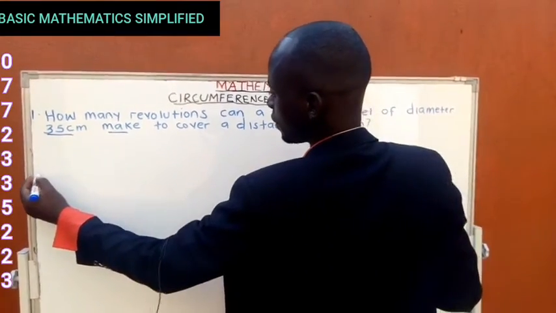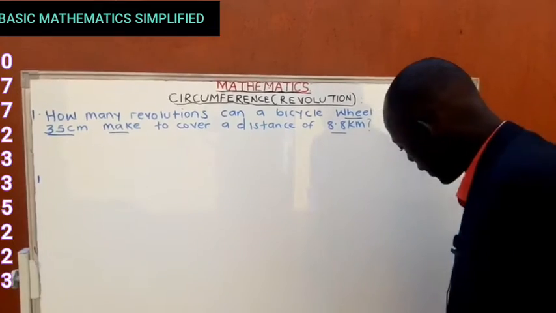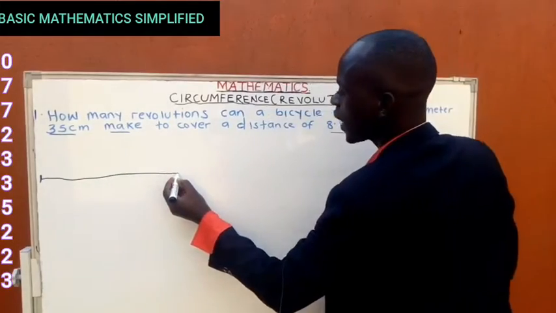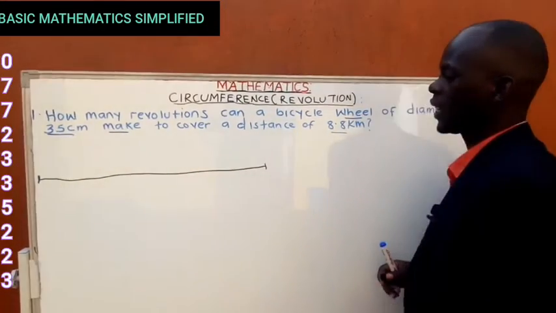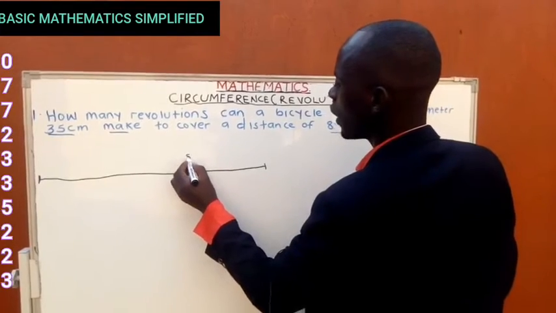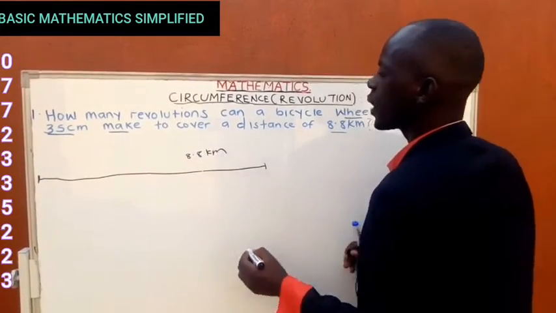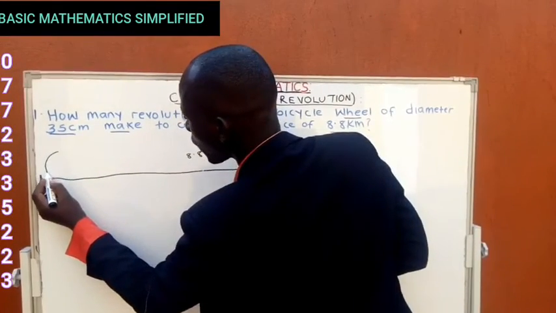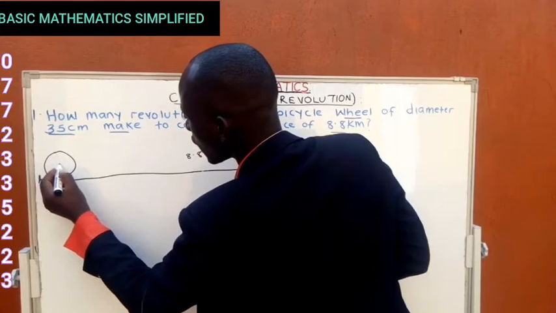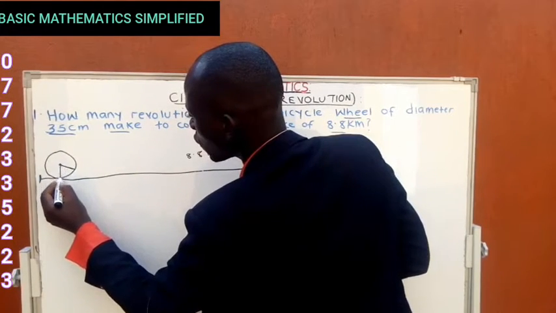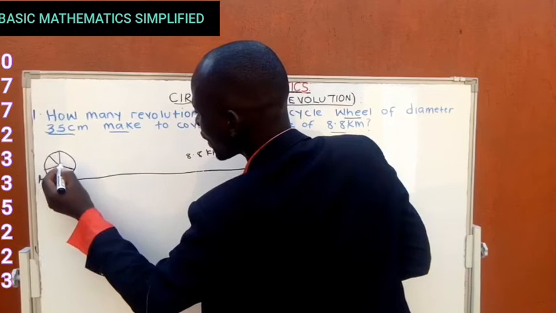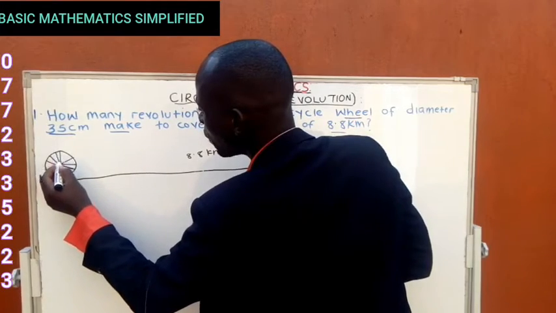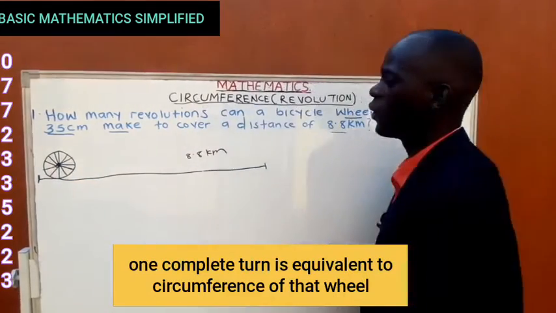If this is the distance, assuming that we have the distance of 8.8 kilometers scaled down to be represented here like that. So this is a distance of 8.8 kilometers. Now you have a bicycle. This is what we call the bicycle wheel. The one I'm drawing here has those spokes. Practically, we know it has those spokes there. I'm drawing only one, but of course it must have two wheels, but we are specifying on one.